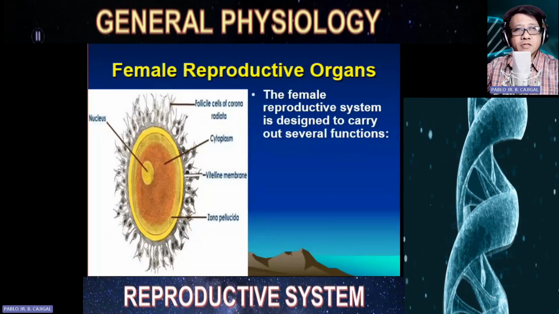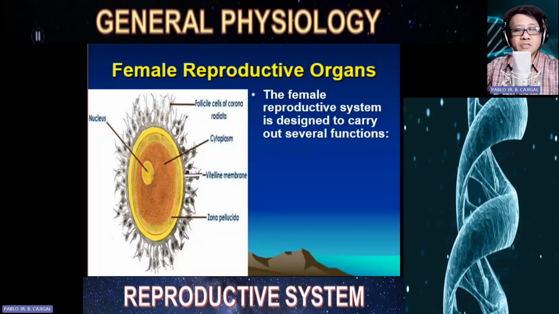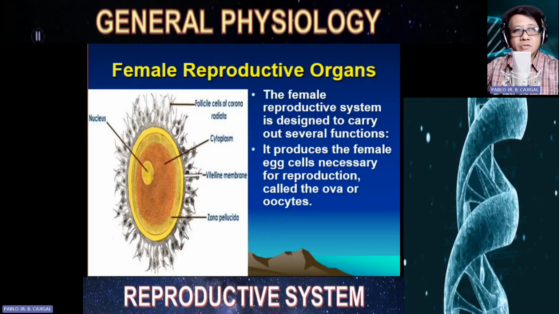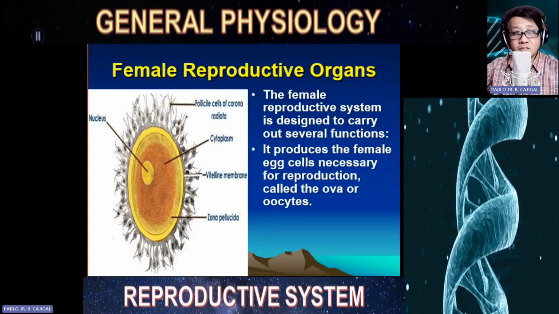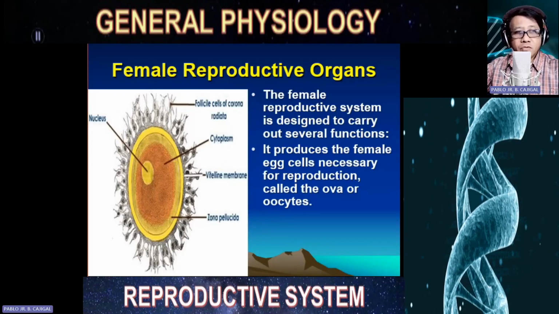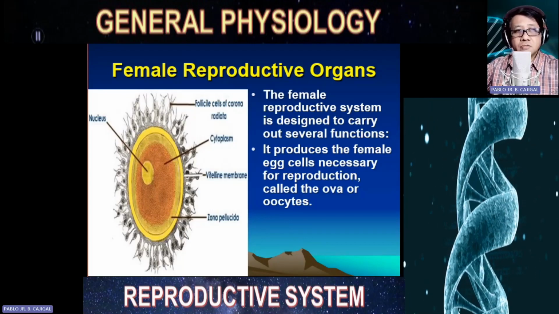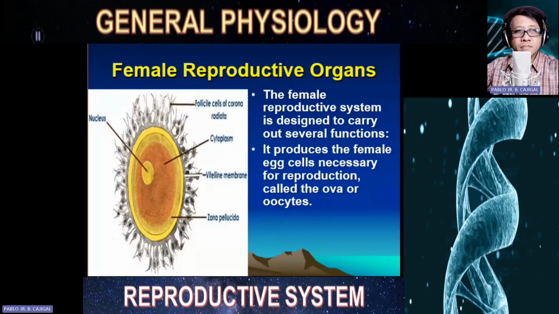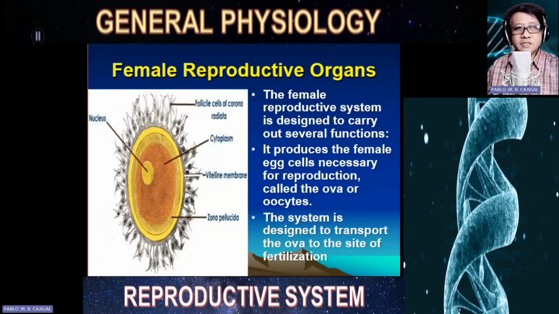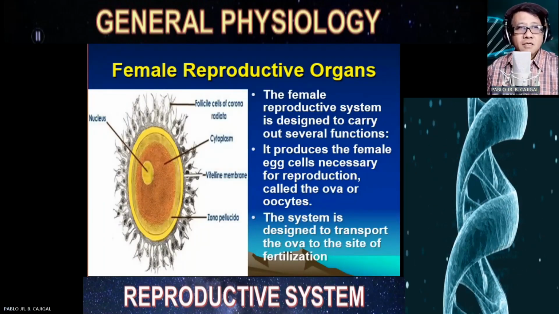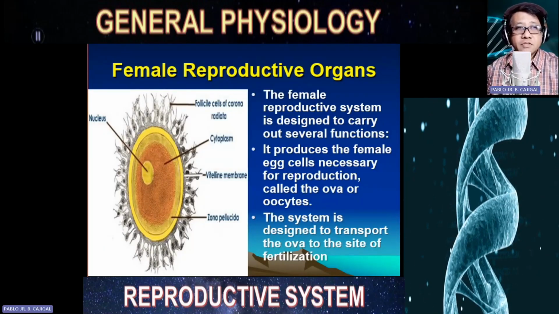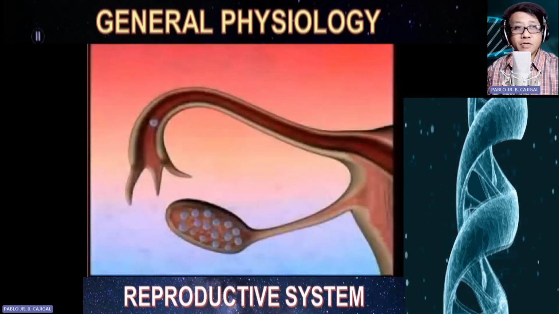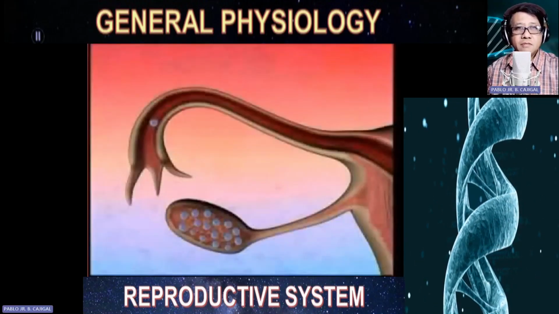So, the female reproductive system is designed to carry out several functions. So, number one, the female reproductive organs produces the female egg cells necessary for reproduction. Okay, especially yung egg or the ova. Okay, the system is designed to transport the ova to the site of fertilization. Nasaan ba yung site of fertilization? Nasa fallopian tube. Ayan, no?